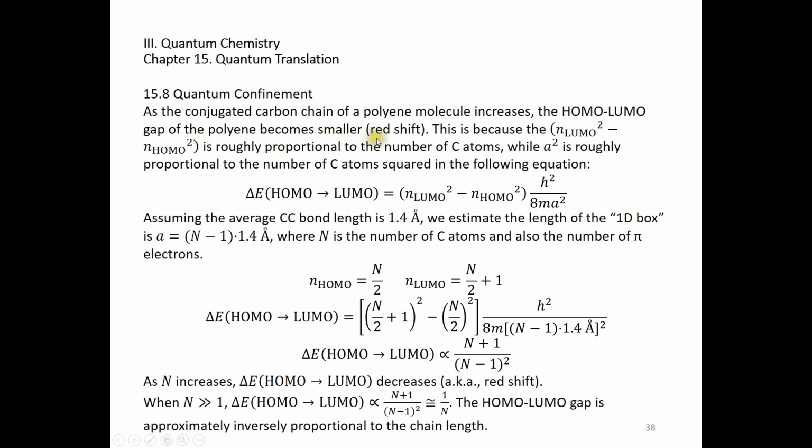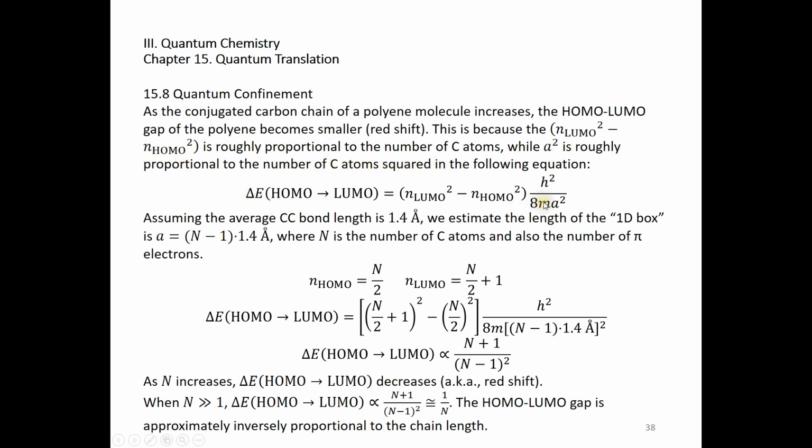It's called redshift. This is because this value, n LUMO squared minus n HOMO squared, is roughly proportional to the number of carbon atoms. While on the bottom we have a squared. a squared is roughly proportional to the number of carbon atoms squared.